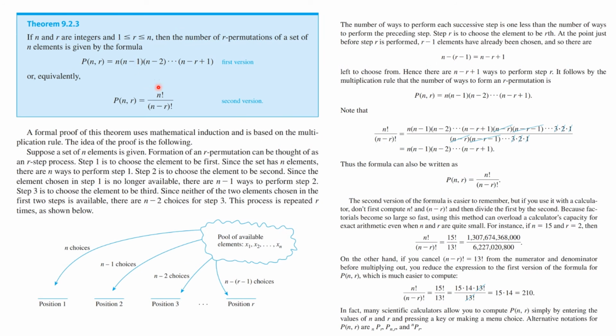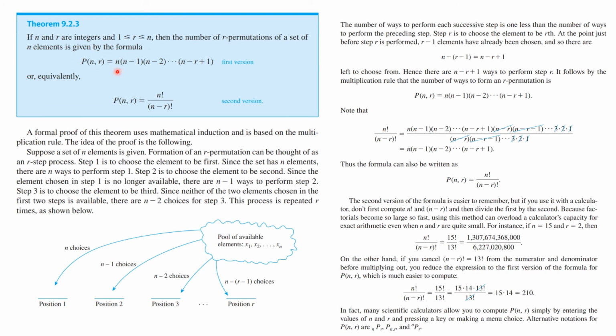So here's the theorem for that, and what we're going to see in the theorem is that if n and r are integers and r is less than or equal to n, and you have to check all of those things, or address all of those numbers in your proof, then the number of r permutations of a set of n elements is given by the formula.